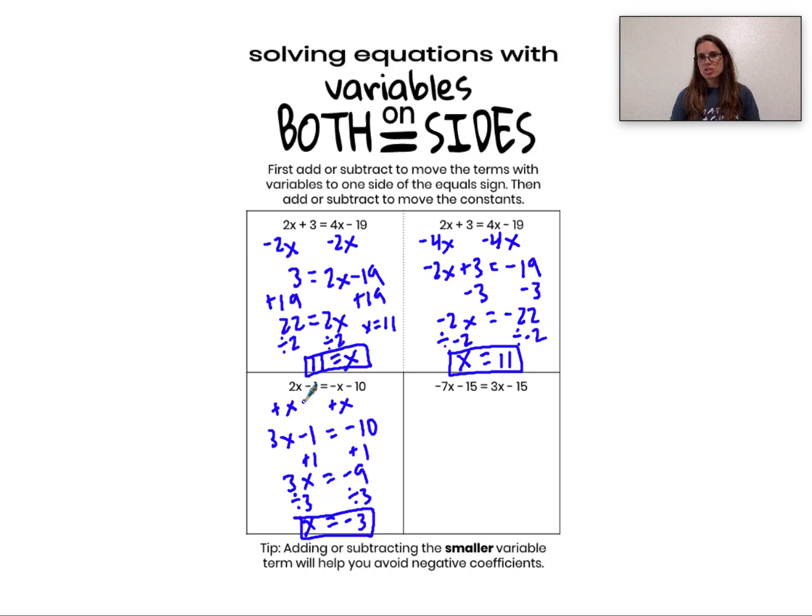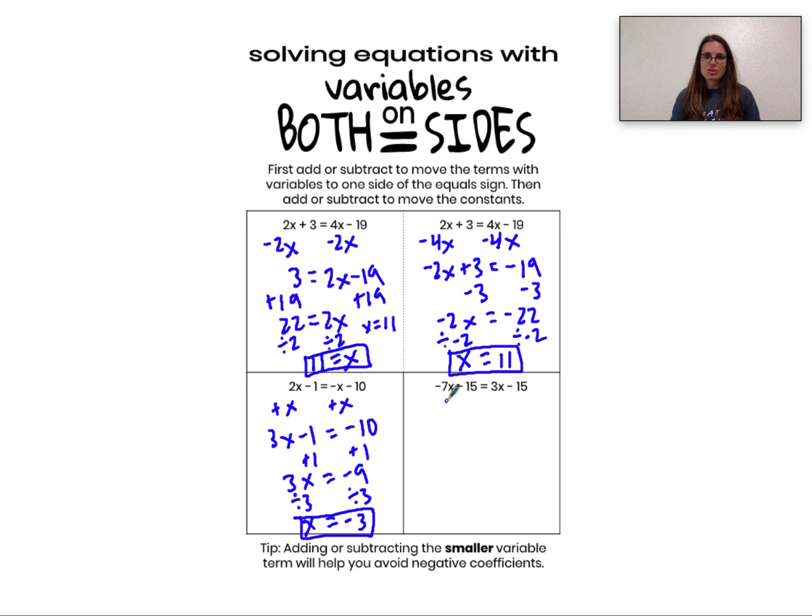And I can perform the check just like I normally would. Does 2 times negative 3 minus 1 equal negative 3 minus 10? That would be negative 6 minus 1 is negative 7, and that does equal negative 3 minus 10.